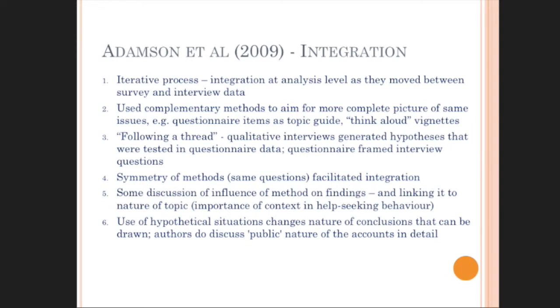But the use of hypothetical situations does mean that the nature of the conclusions is slightly different. All we can really say is people report that they think others are using services inappropriately. And they think that in hypothetical situations people should seek help, but that doesn't tell us how they might seek help in the real settings themselves.